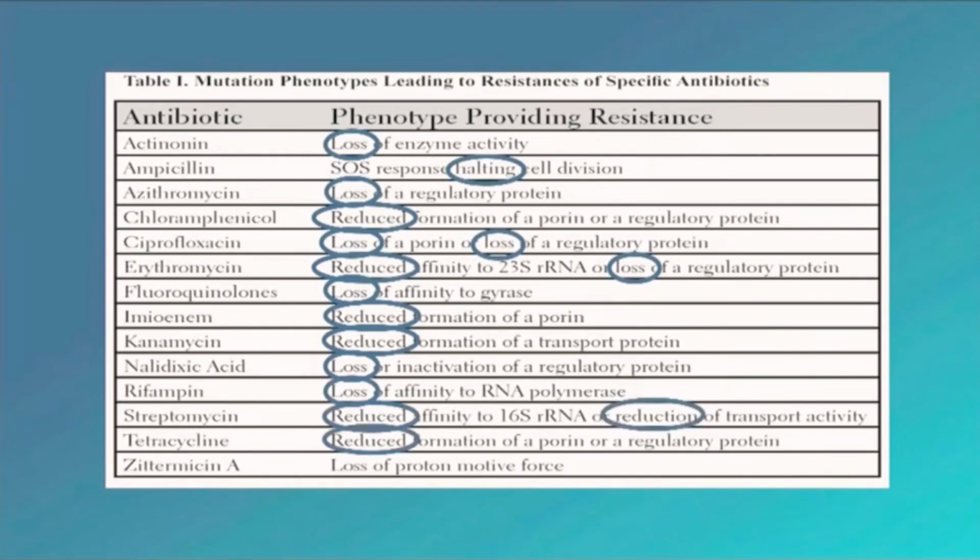But let's look and see what's happening when they develop these resistances. For some antibiotics, resistance comes by loss of an enzyme activity, or halting of cell division, or loss of a regulatory protein, or reduction of a regulatory protein. Do you catch what's happening here? These bacteria are losing some abilities.